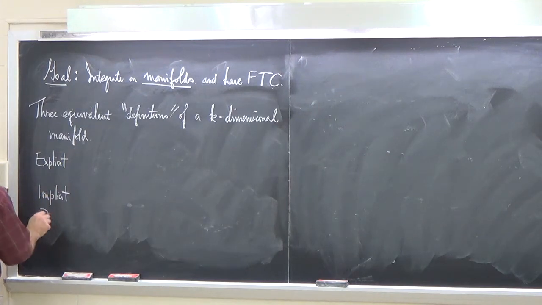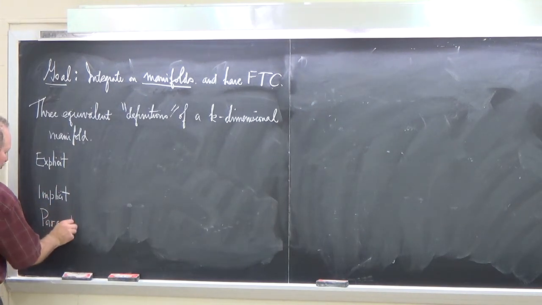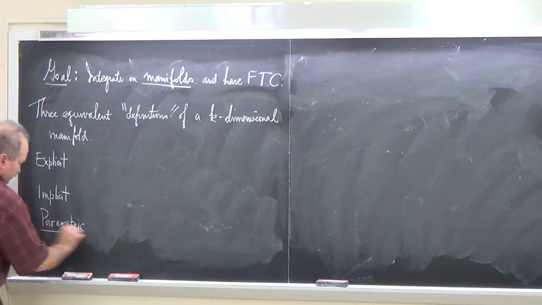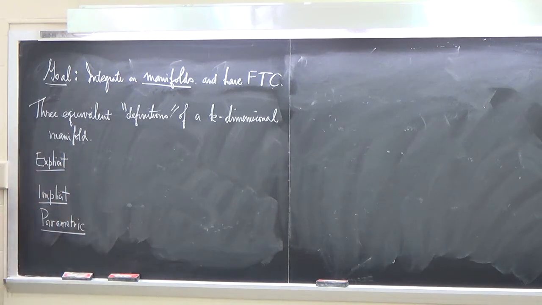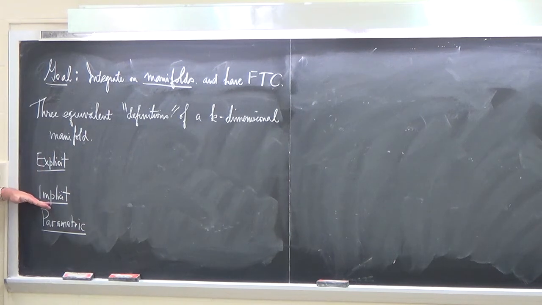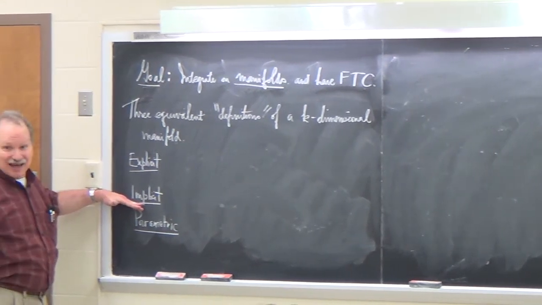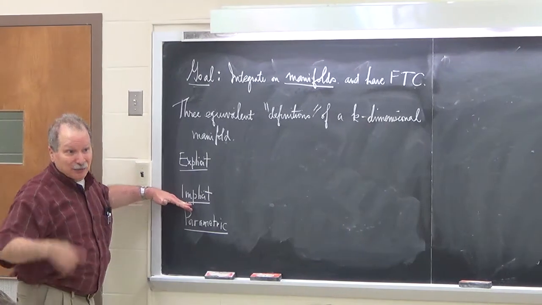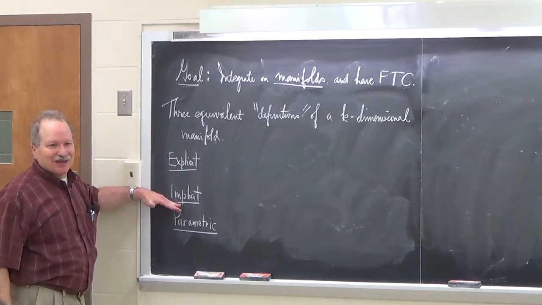Except I'm actually going to make it into 3 versions. Are these the 3 definitions? There are going to be 3 definitions. I'm going to need more room. I'm not going to put them here. But implicit you're used to because we've been doing that a lot, and it has a lot to do with the implicit function theorem.